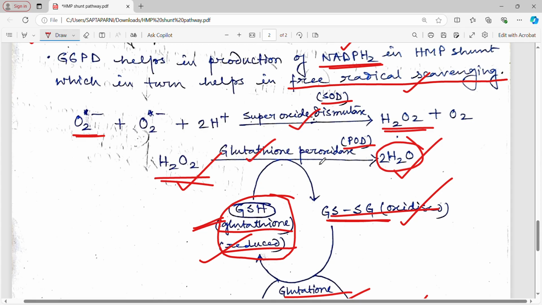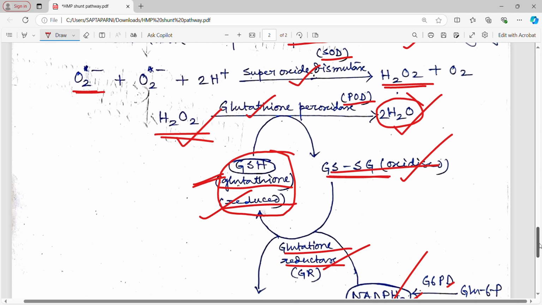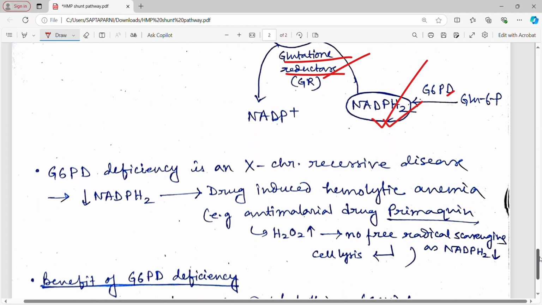So that is how NADPH2 helps in keeping our cell safe from the toxic elements or toxic free radicals, and that is how it helps in preventing cell lysis. If H2O2 gets accumulated in our cell in large amount, our cell will get lysed or our cell will not be viable. So that is how NADPH2 helps in the reduction of H2O2 into water, and that is how it saves our cell from cell lysis. So NADPH2 is very important for free radical scavenging and for our cell viability.